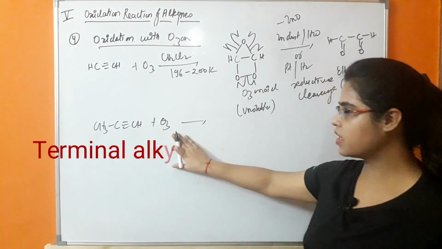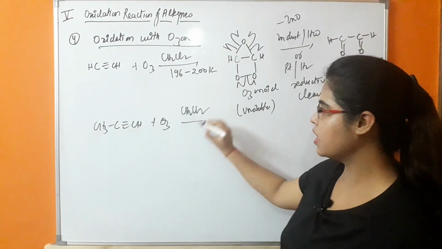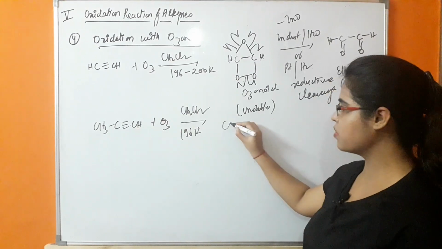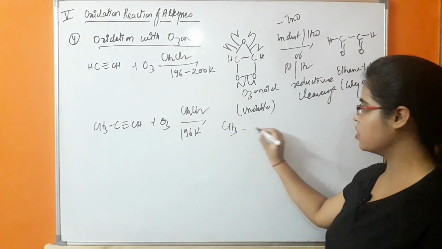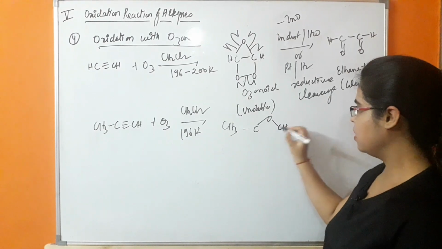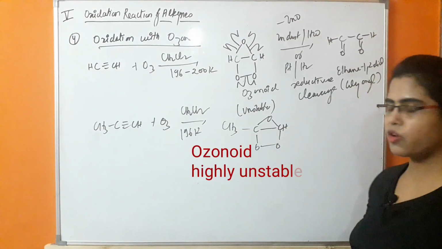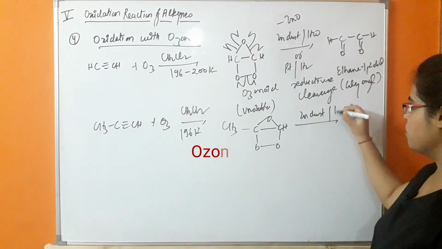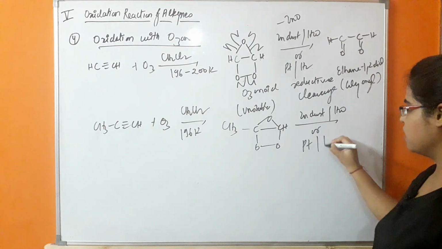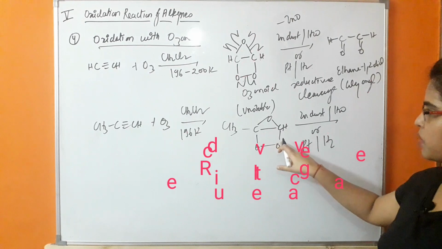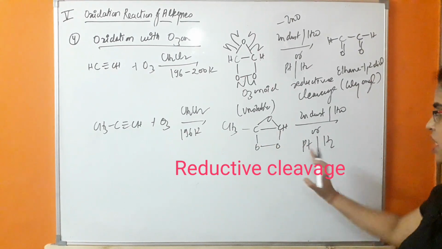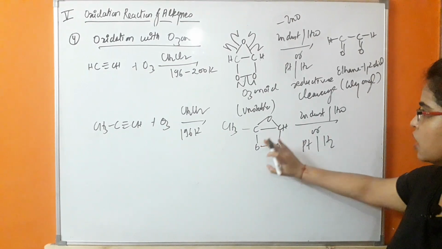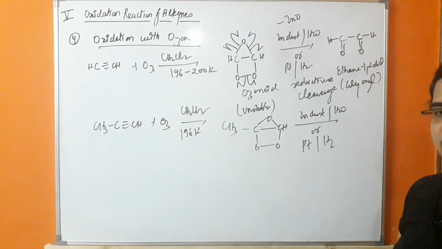In the case of terminal alkyne, when terminal alkyne is reacted with ozone in the presence of inert solvent and temperature is 196 Kelvin, there is cleavage of pi bond, whereas the sigma bond will remain intact. So there is formation of ozonoid. This is ozonoid, which is highly unstable. In the presence of zinc dust and water, or we can also take platinum in the presence of hydrogen, there will be reductive cleavage. It means the product which will be formed has less number of oxygen in comparison to this ozonoid. So in this case, how is the reductive cleavage taking place? There is homolytic fission.